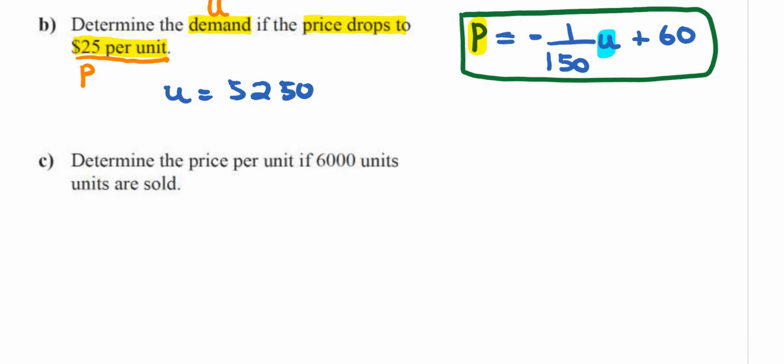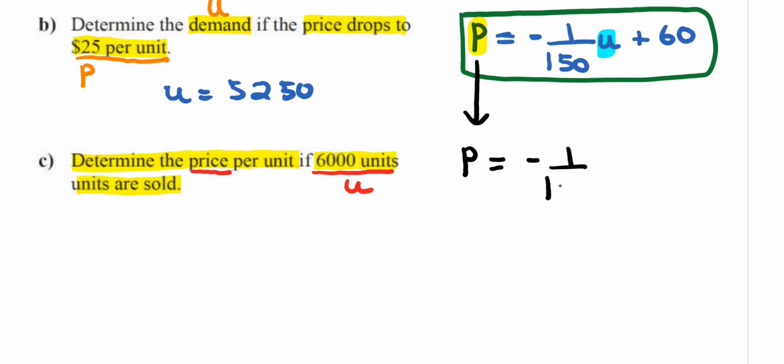Okay, so for letter C, the question is now asking to determine the price per unit if 6,000 units are sold. Okay, so this time we're given the units. The units is 6,000 units, and we need to figure out the price. Okay, so let's go ahead and figure out the price. Price will remain as P, and then I'll copy out the rest of this problem here, negative 1 over 150. And now the number of units is going to be 6,000.